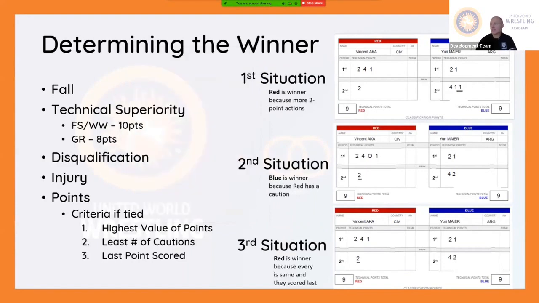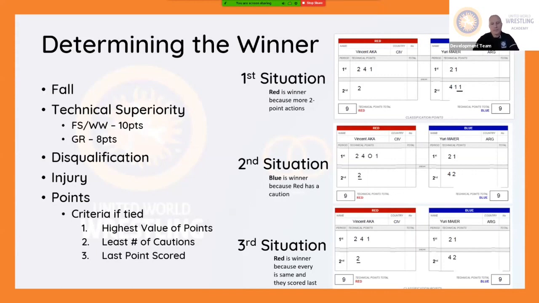In this case, everything was tied. Vincent had one 4, Yuri had one 4. They both had two 2s, and they both had one 1-point action. As a result, it was 9-9. Because the underline here indicates that Vincent scored last, he is going to be considered the winner.